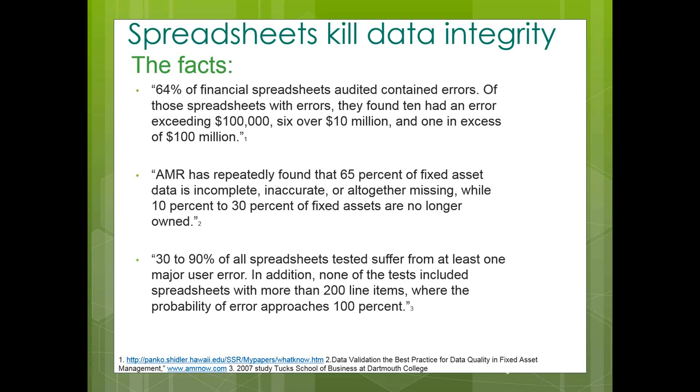AMR's research shows that 65% of fixed asset data is incomplete, inaccurate, or altogether missing, while 10 to 30% of fixed assets on the books are actually no longer owned or being used to contribute to the business. And finally, the Spreadsheet Research Group found that 30 to 90% of all spreadsheets they tested suffer from at least one major user error. In addition, none of the tests included spreadsheets with more than 200 line items, where the probability of error approaches 100%.